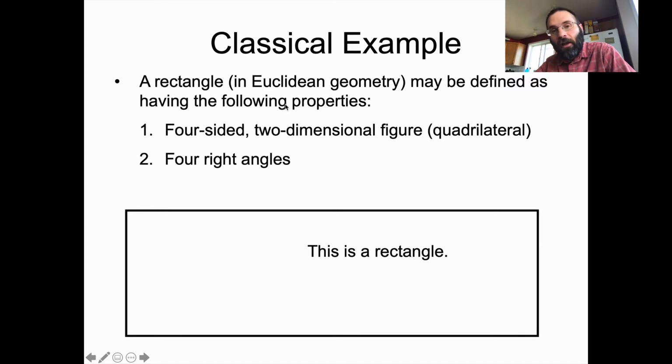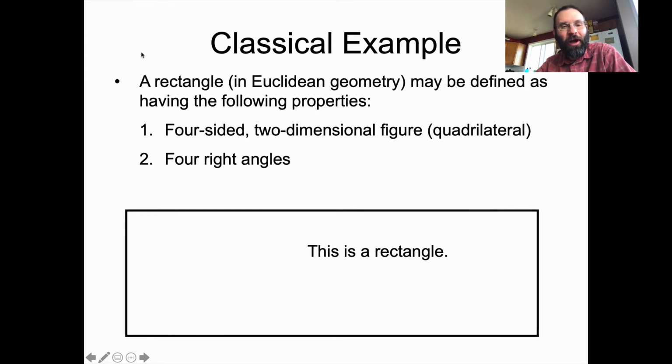So in Euclidean geometry, the kind of geometry that most of us learned back in high school or whenever, you can think of a rectangle, which is defined as having these properties. A rectangle has four sides. It's two-dimensional, that's maybe kind of implicit. So this makes it what we call a quadrilateral. But then it also has four right angles, which is where the name comes from: rect meaning right. So I've got the name of the thing in the thing itself.